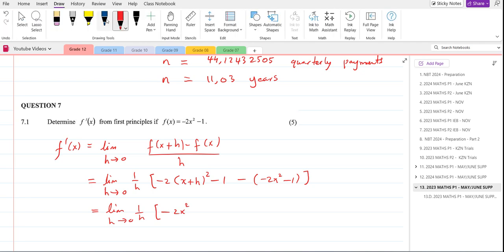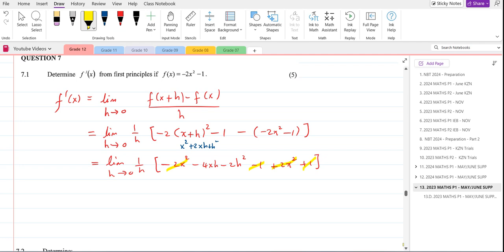So I'm going to get minus 2x squared, and I'm multiplying by negative 2. Remember what you get here. You're going to get x squared plus 2xh plus h squared. So I'm taking a minus 2 inside here. Minus 2x squared minus 4xh minus 2h squared minus 1 plus 2x squared, right, plus 2x squared plus 1. Now what happens is that minus 2x squared plus 2x squared cancels out, minus 1 plus 1 cancels out. Now what you can do is take out h as a common factor.